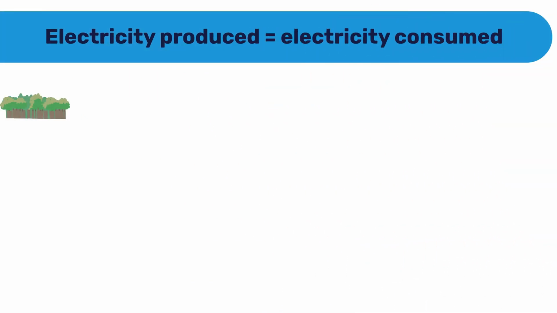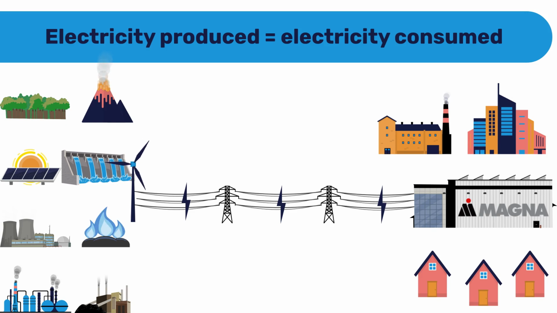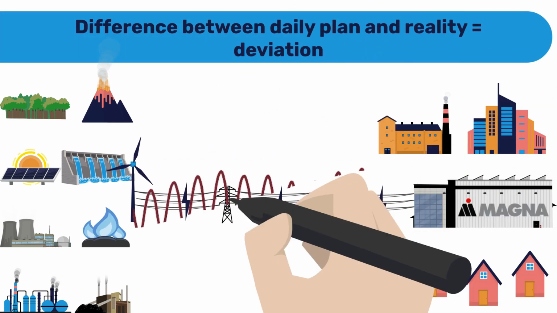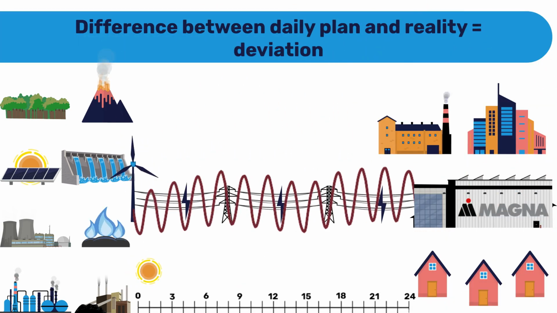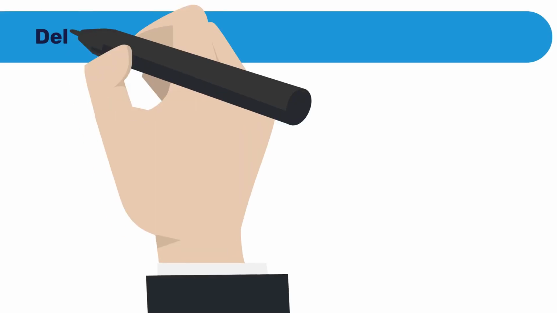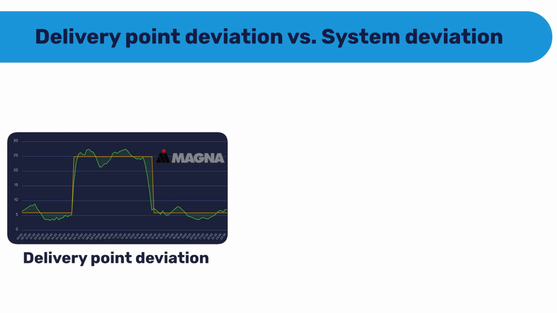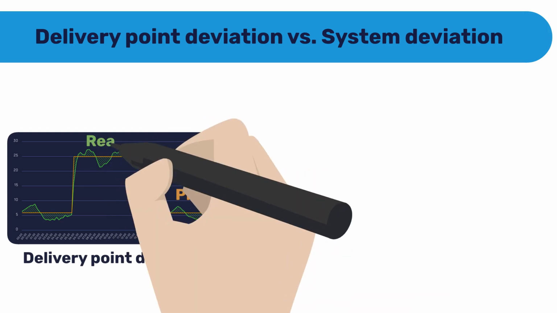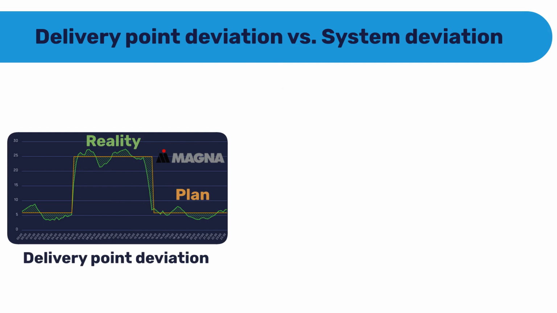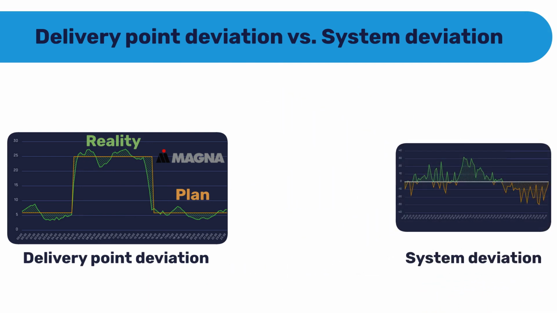But first of all, it must be understood that the power grid must be in balance at all times. However, the consumption and production of electricity varies from daily plans, and costly deviations occur. There are two types of deviations. Delivery point deviation is the difference between the delivery points planned for the electricity production and consumption versus reality. The sum of all delivery point deviations in the country is the system deviation.